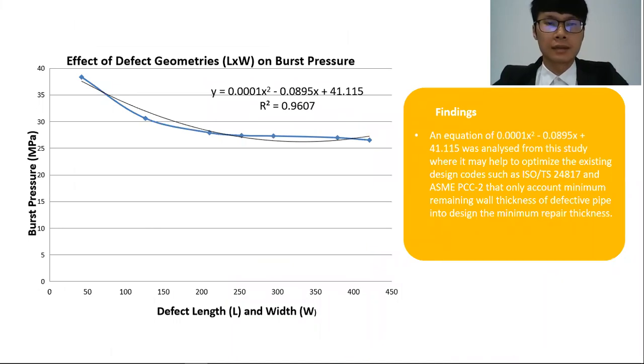Next, the finding. An equation of 0.0001 s squared minus 0.0895 s plus 41.115 was derived from this study, which may help to optimize the existing design codes such as ISO and ASME that only account for the minimum remaining wall thickness of the defect pipe in designing the minimal repair thickness. The equation can be used in the future in estimating the burst pressure of composite repair pipe, and thus the work can be done much more effectively.